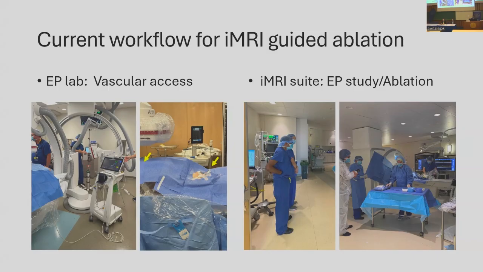In general, it's very similar to a standard procedure, except that the imaging system is an MRI scanner instead of a fluoroscopy machine. Important considerations, obviously, are that there has to be very careful tracking of ferromagnetic items so that they don't get close to the scanner, and non-MR conditional and anesthesia equipment needs to be secured well away from the scanner.